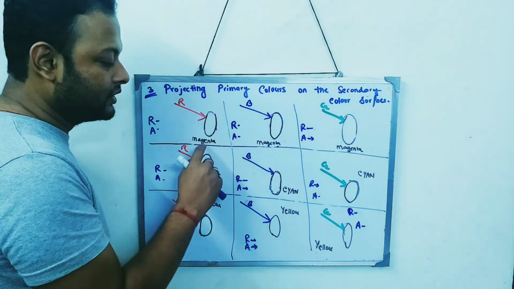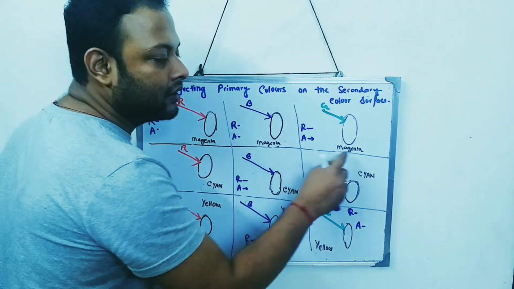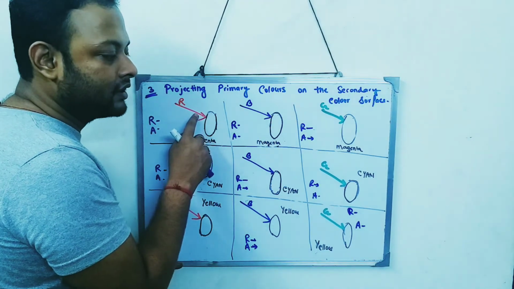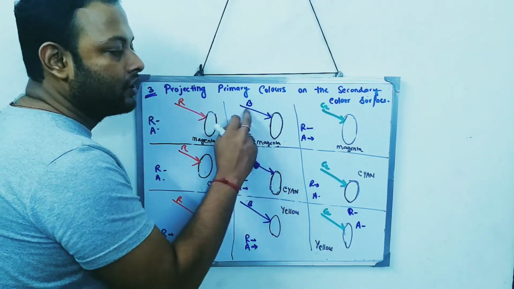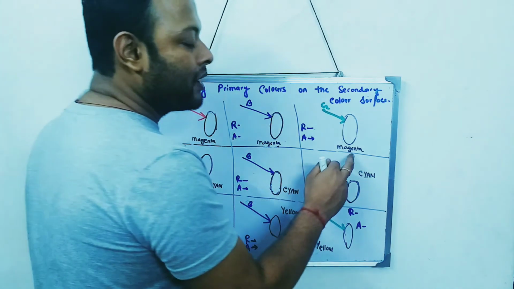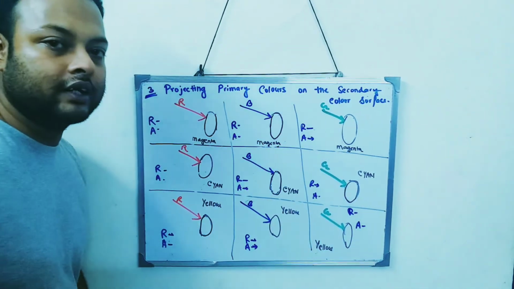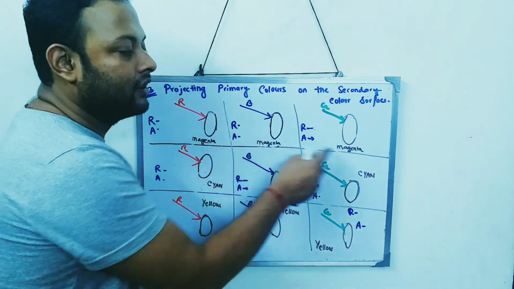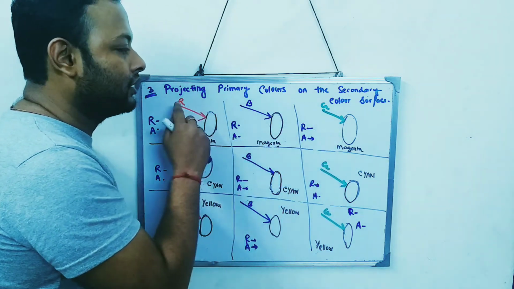Now this surface is magenta. So on a magenta surface, red color is incident. On a magenta surface, blue color is incident. On a magenta surface, green color is incident. So you can see what I'm trying to say. On a secondary surface color, you are projecting primary colors, red, blue and green.